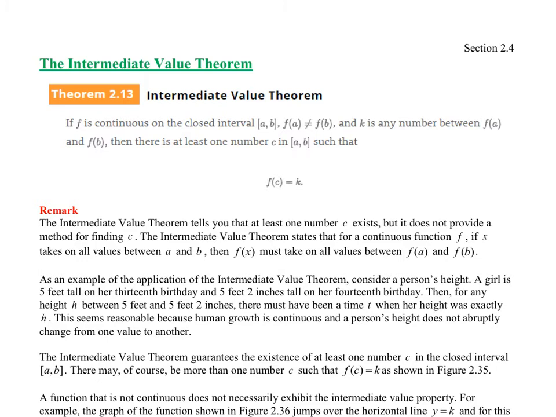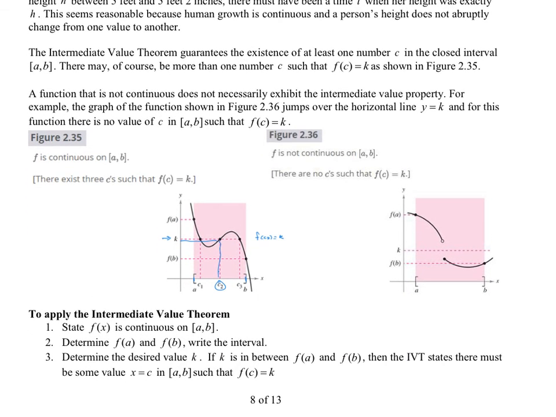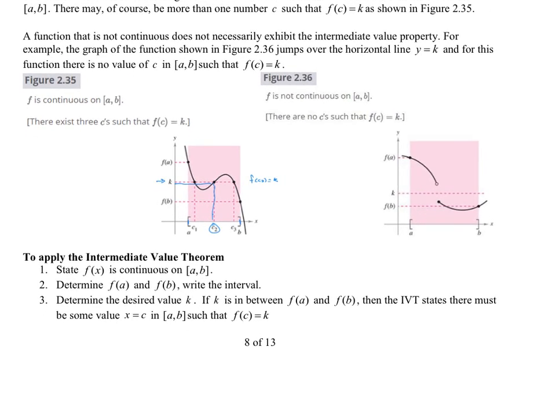It says this seems reasonable because human growth is continuous and a person's height does not abruptly change from one value to another. So the intermediate value theorem guarantees the existence of at least one number c in the closed interval a, b. There may, of course, be more than one number c such that f of c equals k. A function that is not continuous does not necessarily exhibit the intermediate value theorem property. So if you have any skips, jumps, holes, anything like that in your graph, you cannot apply the intermediate value theorem. It is absolutely vital that you meet the conditions, which is that it has to be continuous and that the endpoints have to be different.